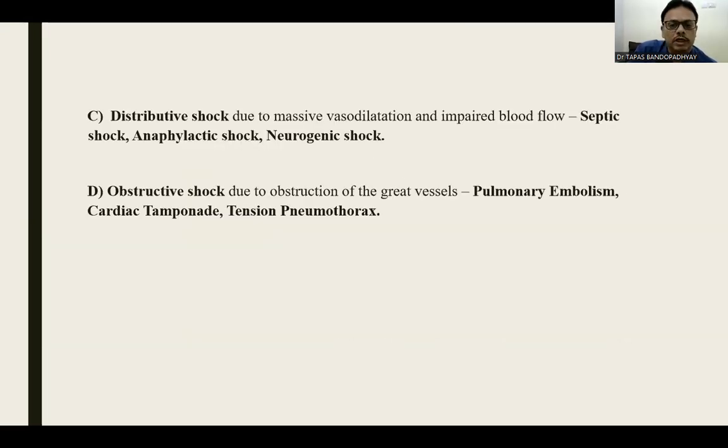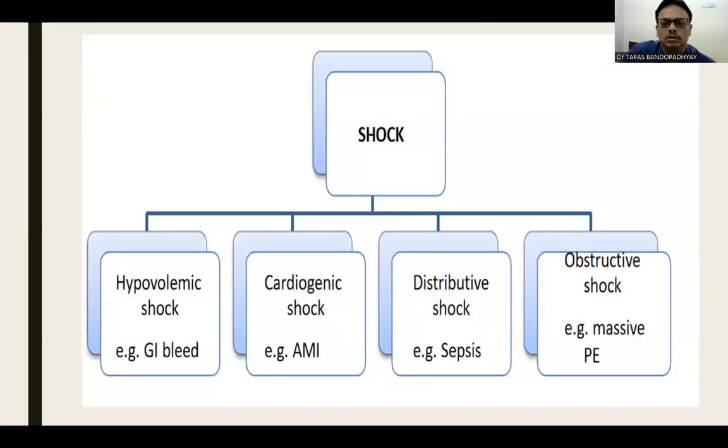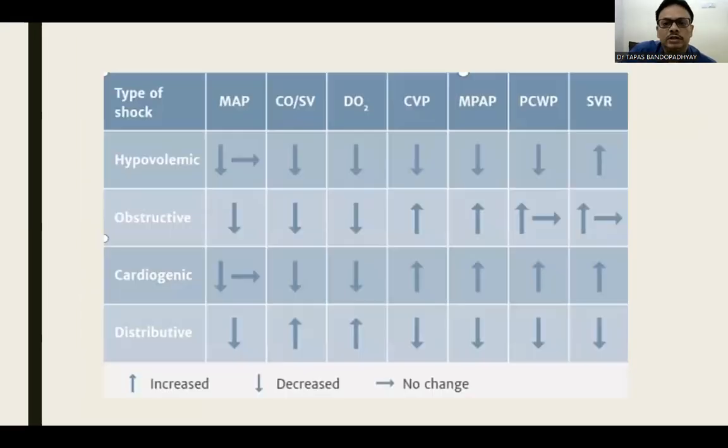The last type of shock that we come across in our practice is obstructive shock, which may be due to left-sided obstruction or right-sided obstruction. That means the pulmonary artery may be blocked by a massive pulmonary embolism, or it could be due to tension pneumothorax, or cardiac tamponade. These are examples of obstructive shock. So these are the shock types and their prototype examples, which I have already mentioned.